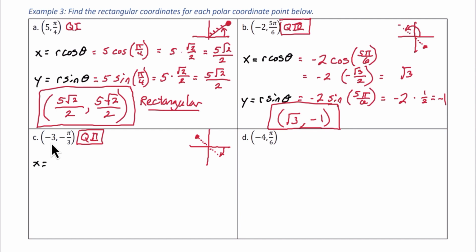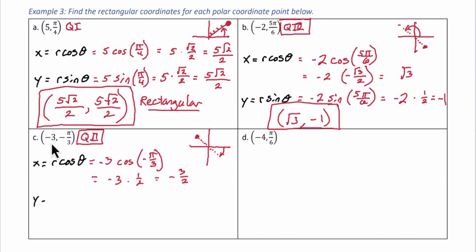X is r cosine theta. We have negative 3 times the cosine of negative pi thirds. That is negative 3 times positive 1/2. So we get negative 3/2 as our x coordinate.